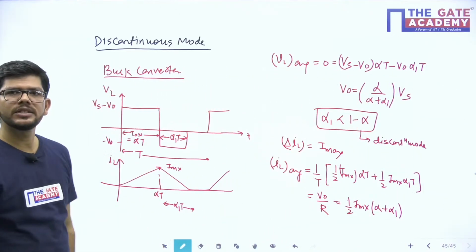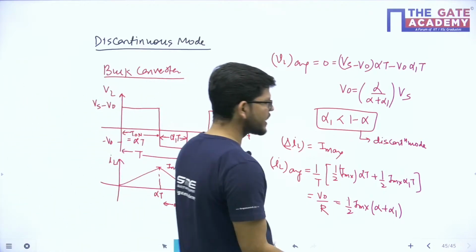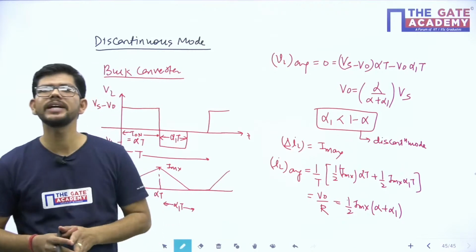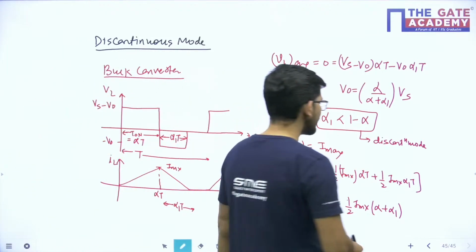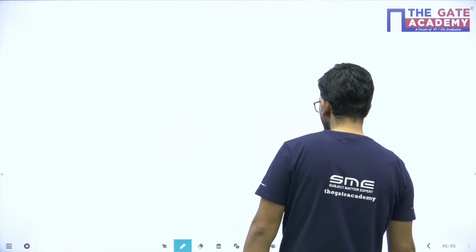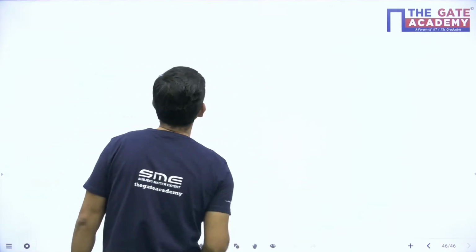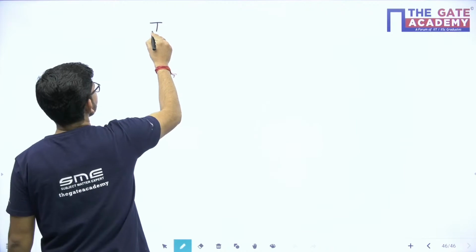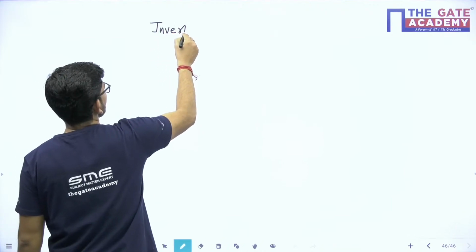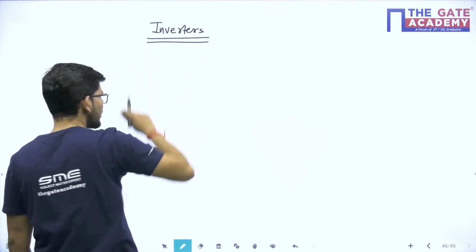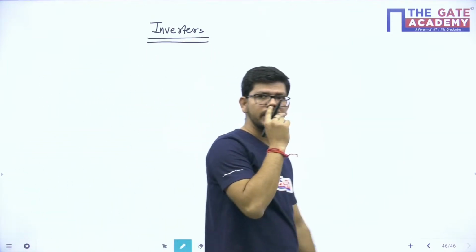So we are just done with semiconductor devices. We are done with phase control rectifiers, and we are done with choppers as well. Now it's turn for the inverters. So what inverters do is convert a fixed DC value into a variable AC voltage.